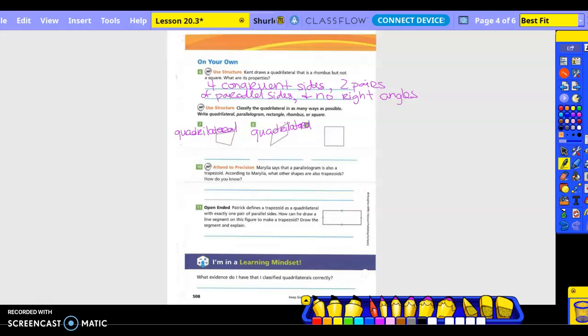Parallelogram? Yes. Okay. A rectangle? Nope. A rhombus? Nope. A square? Nope. Okay, next one. It's a quadrilateral.